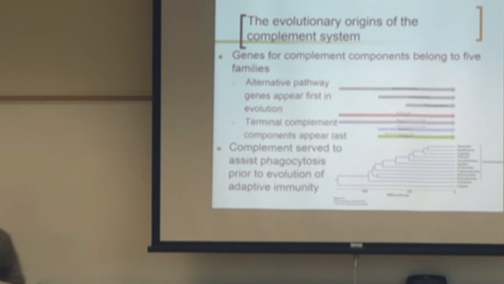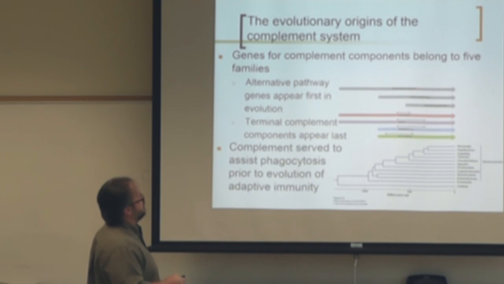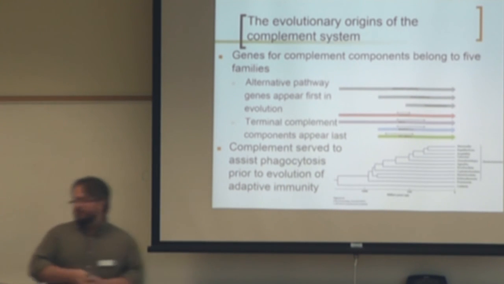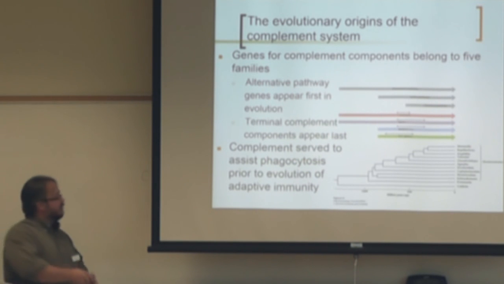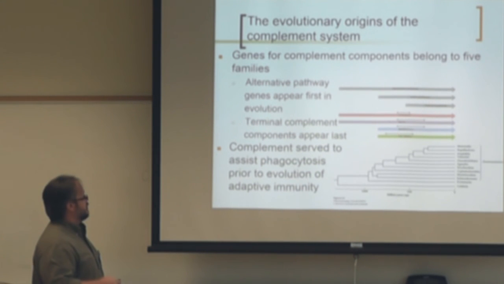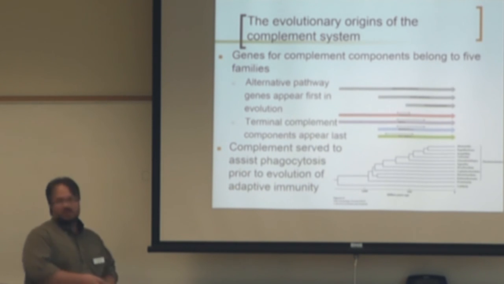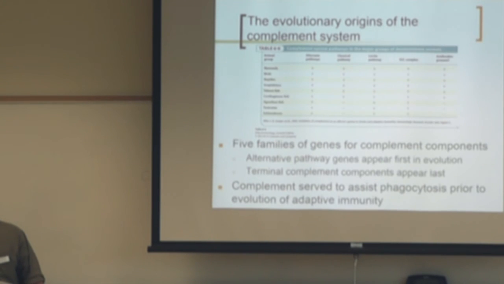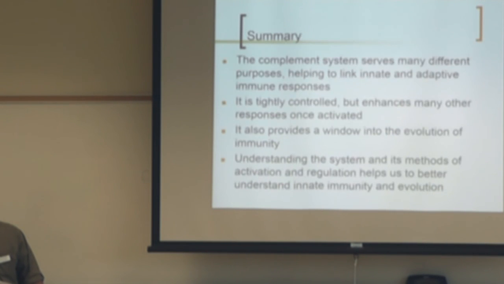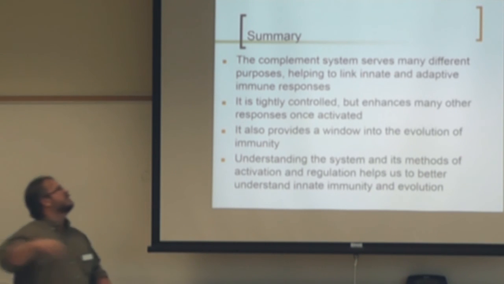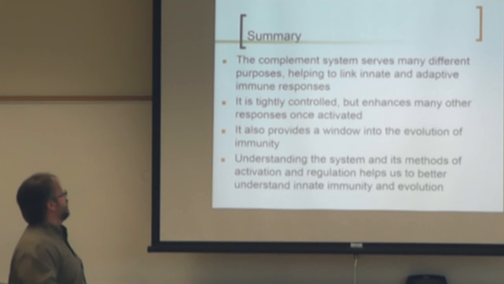Again, you don't need to memorize the evolution, but this shows that the alternative pathway evolved first, then the lectin pathway, and then the classical pathway. And actually, early on, complement served to assist in phagocytosis prior to adaptive immunity. If you're interested in further evolution, you can look at what animals have, what parts of these systems, and how they evolved. And just our summary. Basically, complement, it's not that complicated.